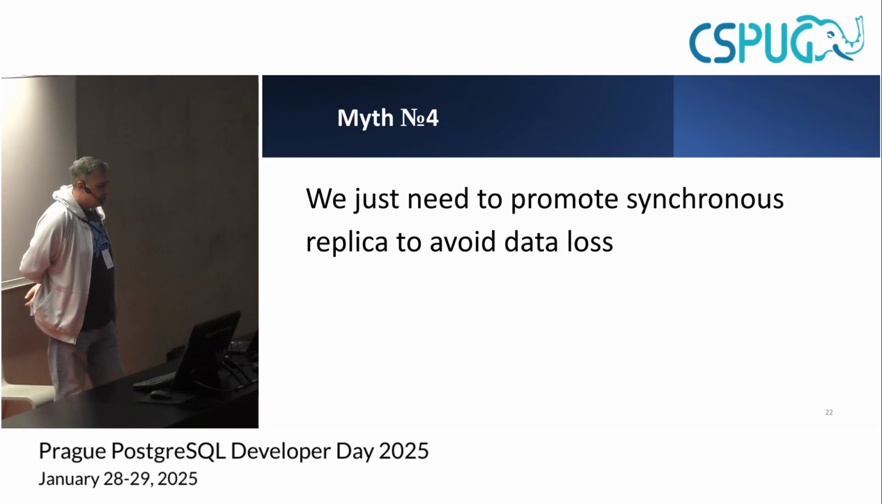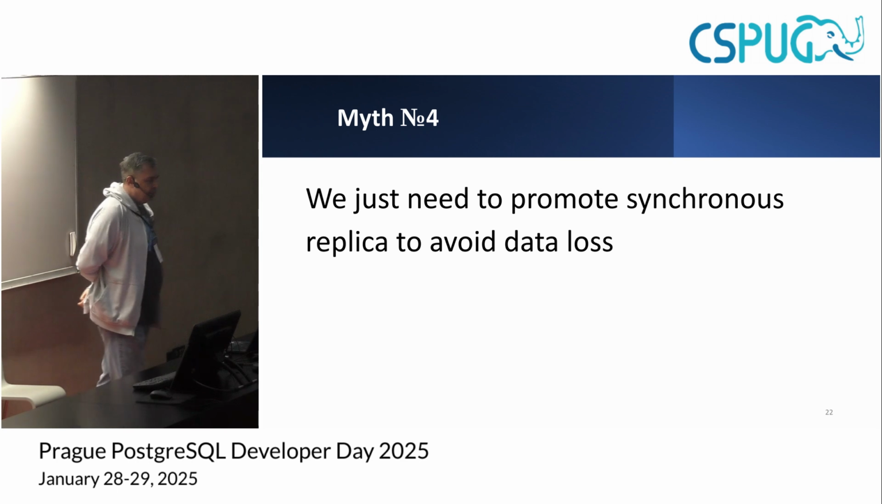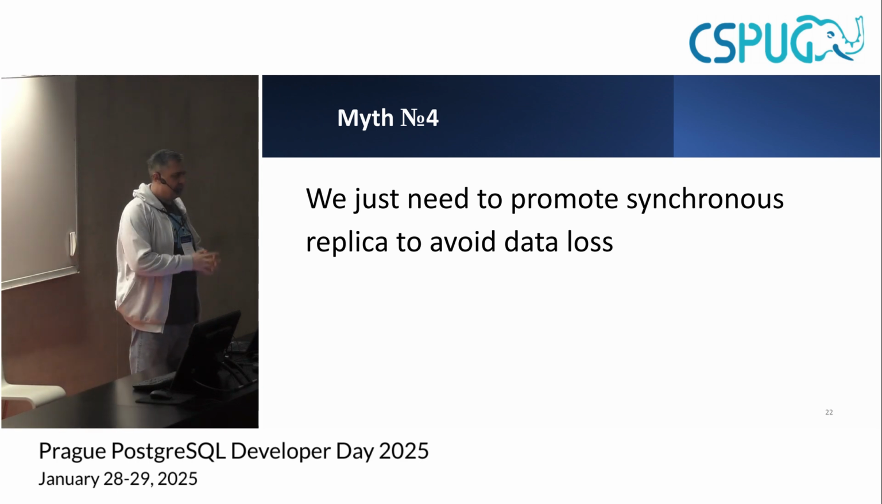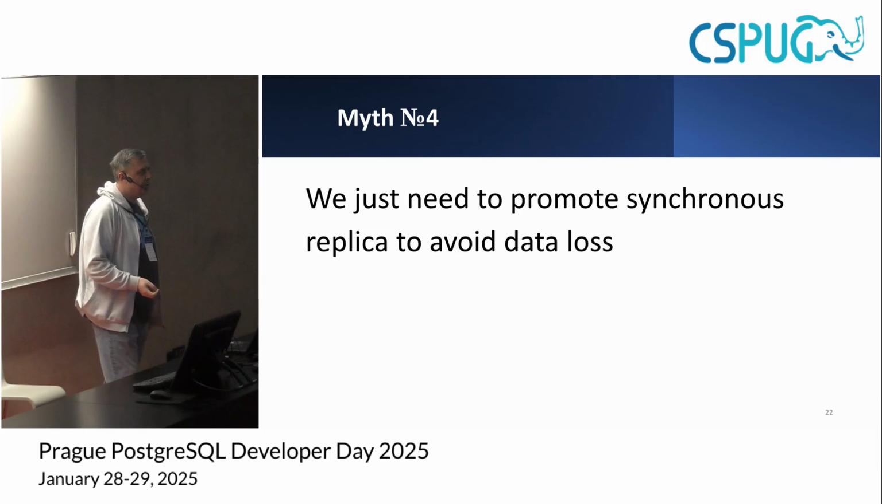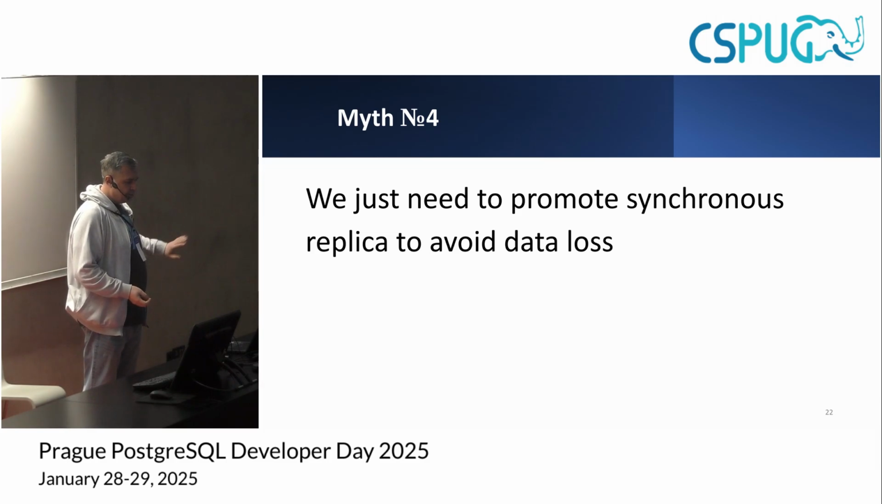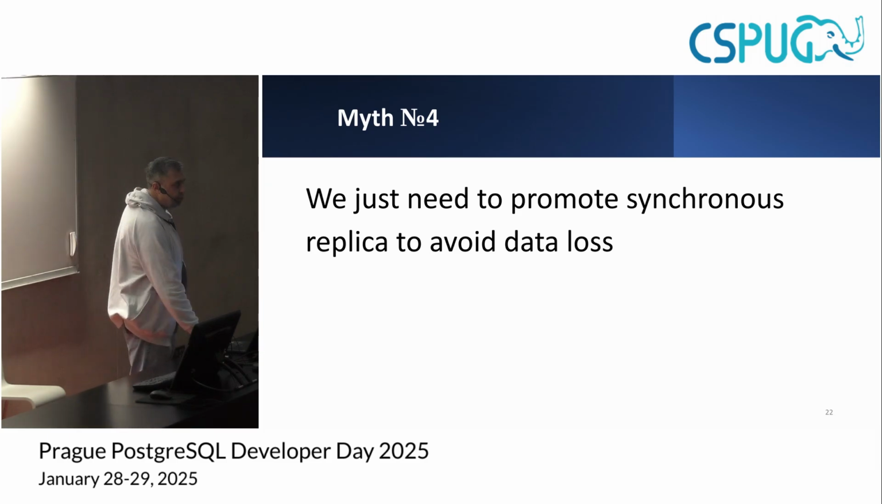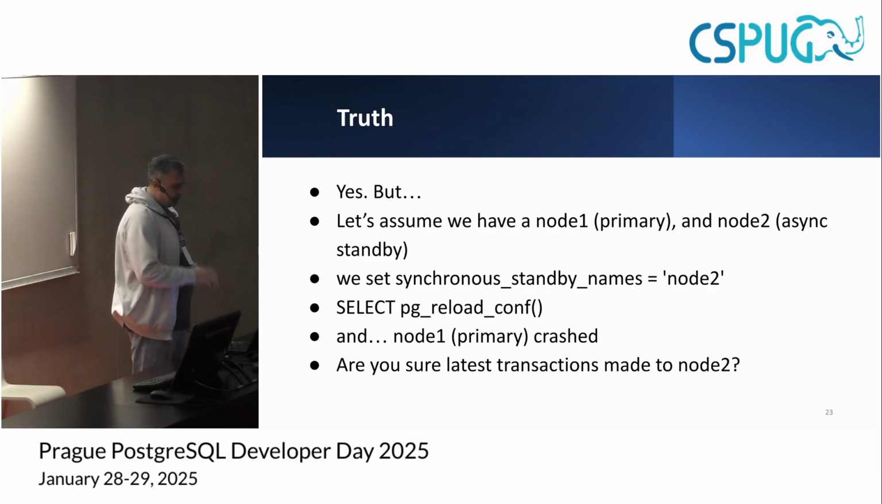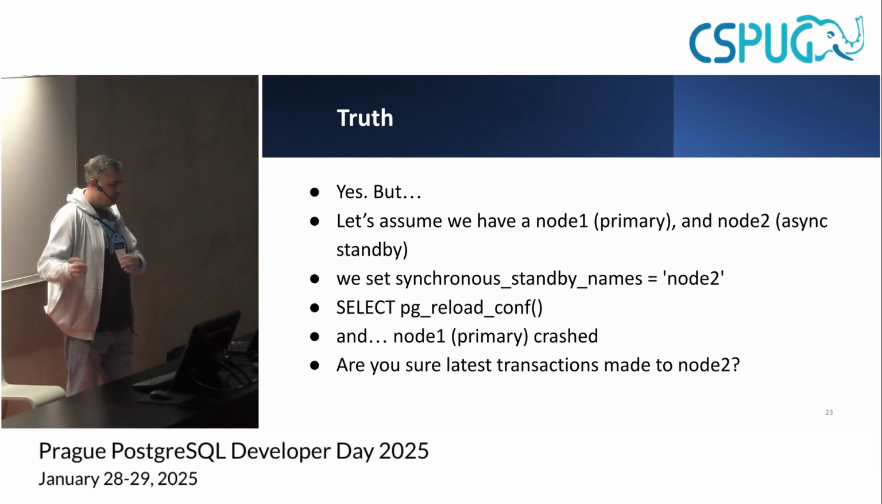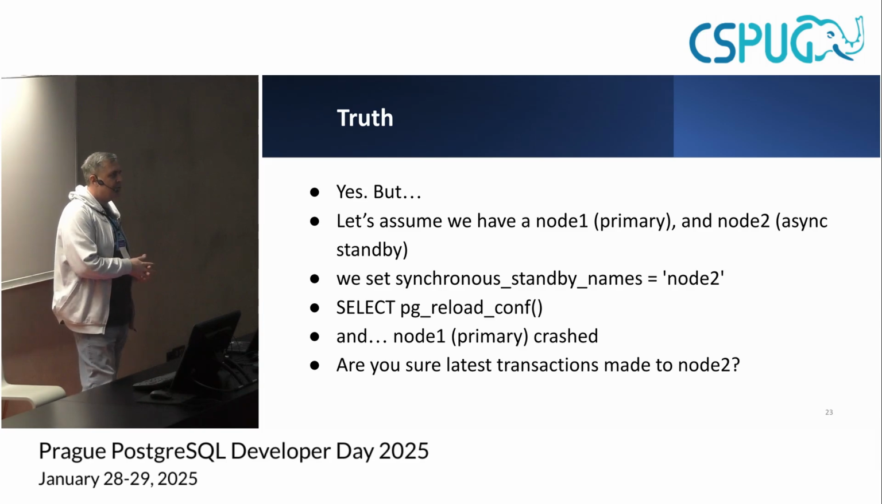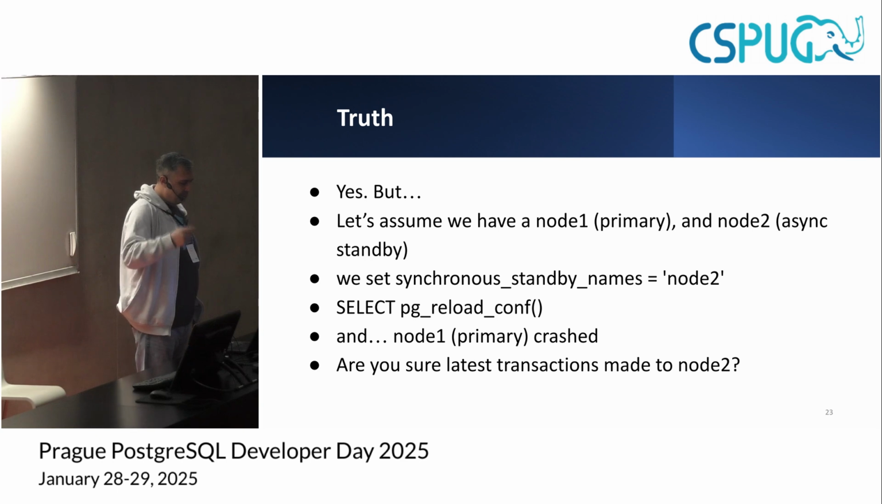So another myth, number 4: we just need to promote a synchronous replica, or synchronous standby, to avoid data loss. Let's assume our application is behaving correctly, there are no surprises, we built everything with our own hands and it's reliable. So do you think it's true? Can we just set synchronous_standby_names to some value and promote the node which was listed in synchronous_standby_names? What may happen, in fact?